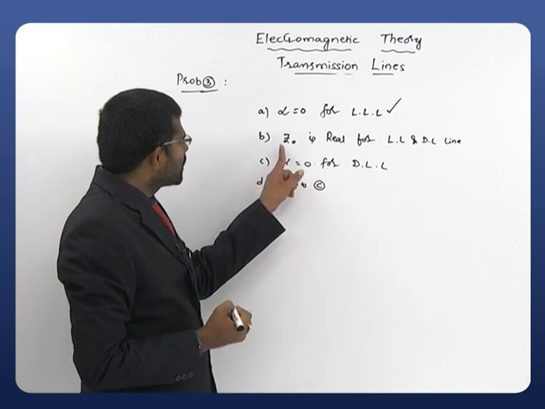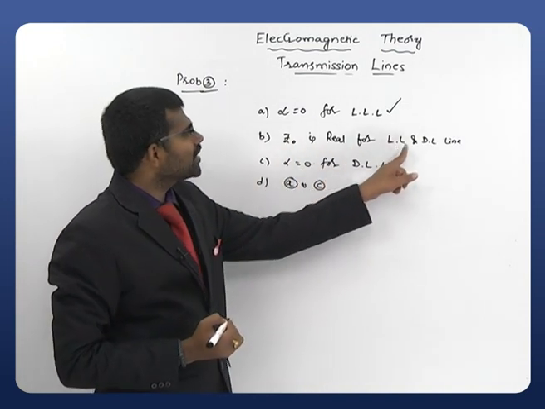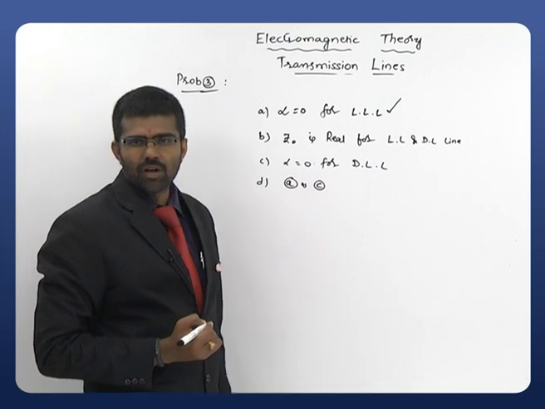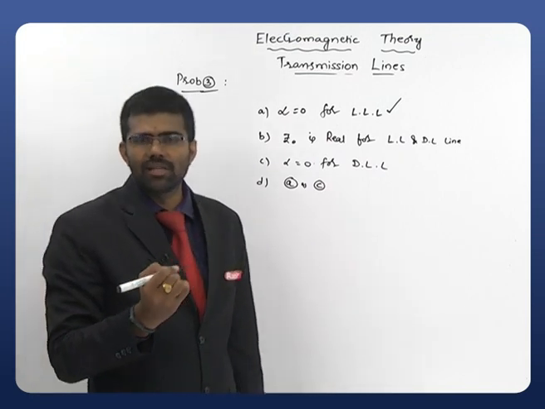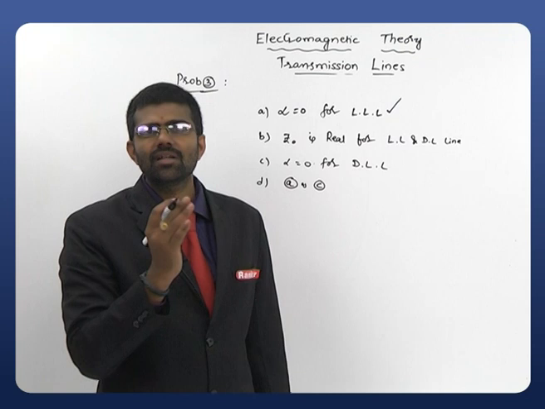Right? Next, Z0 is real for both lossless and distortionless line. What is the formula for Z0? Z0 is equal to root L by C for both the lossless line as well as the distortionless line.